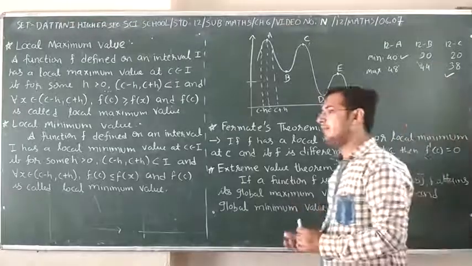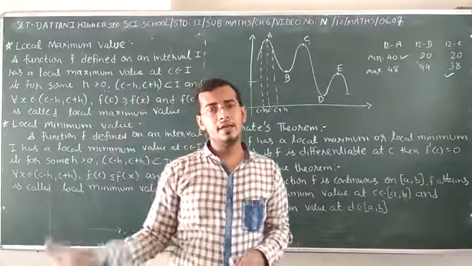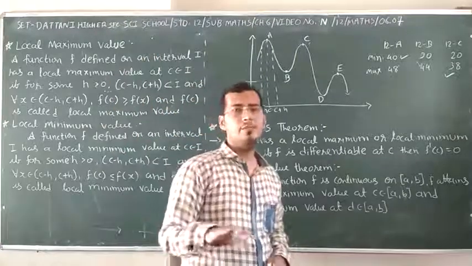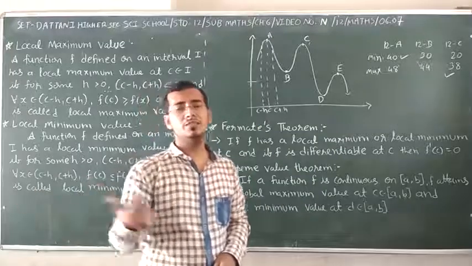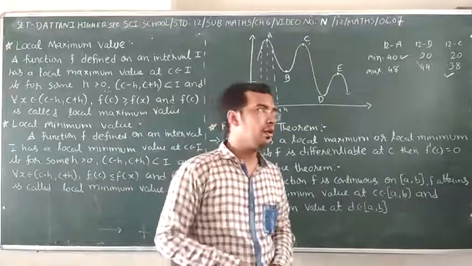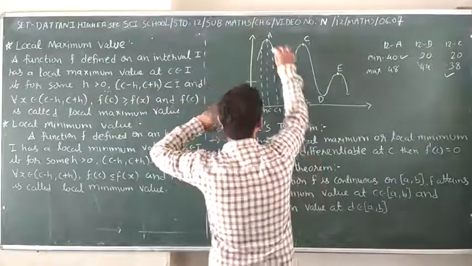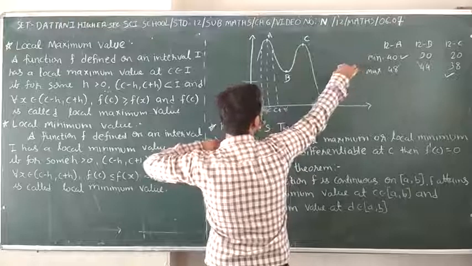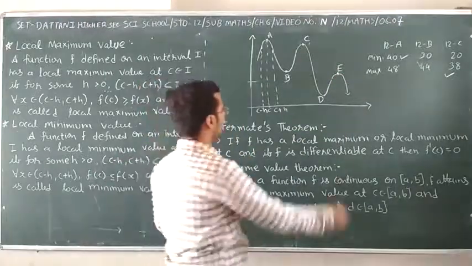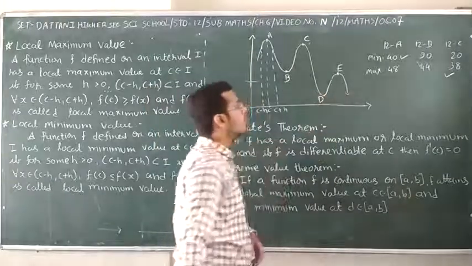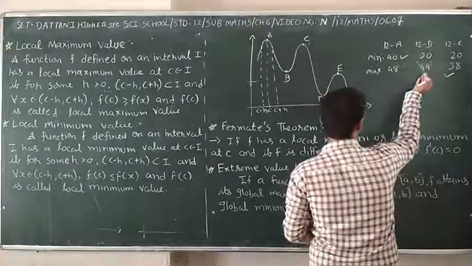Okay, so sometimes it happens. It depends on your curve, how it goes. Then you decide the maximum and minimum value. So you do not directly decide that the highest number is your maximum and the lowest number is your minimum. From this graph we can already see that A, C and E show the local maximum values, and B and D show the local minimum values.